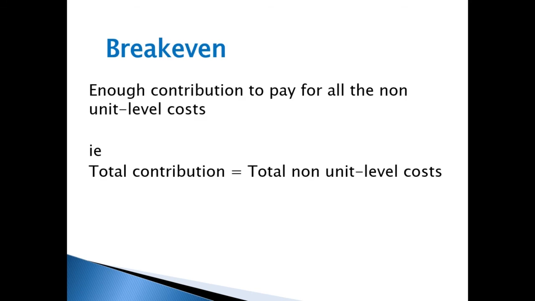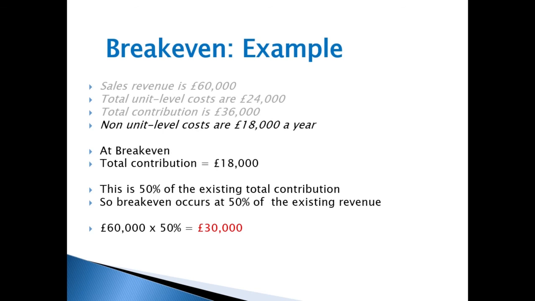Now, as we saw earlier, break-even occurs when there is enough contribution to pay for all the non-unit level costs. So the contribution equals the total non-unit level costs. So here's the example we had before. The non-unit level costs are £18,000, so at break-even we need a contribution of £18,000. Now in our original plan our contribution was £36,000, so what we need is 50% of that. Therefore we need 50% of the sales. Our sales were £60,000, so we need £30,000 of sales to give us contribution of £18,000. Then we can pay the non-unit level costs and we will break even.